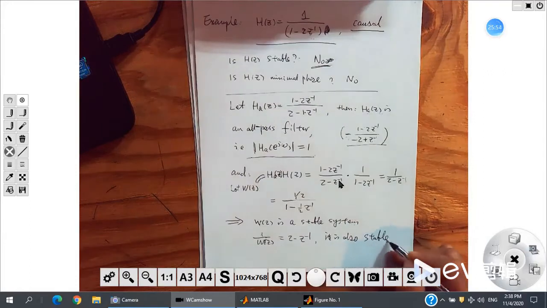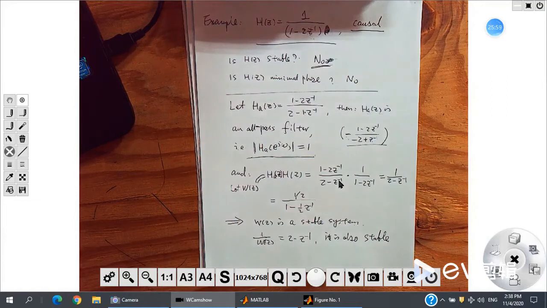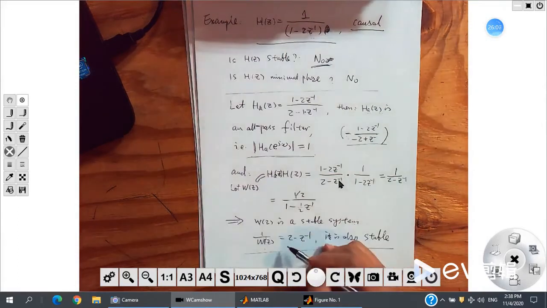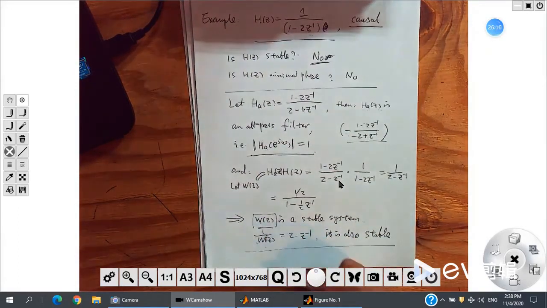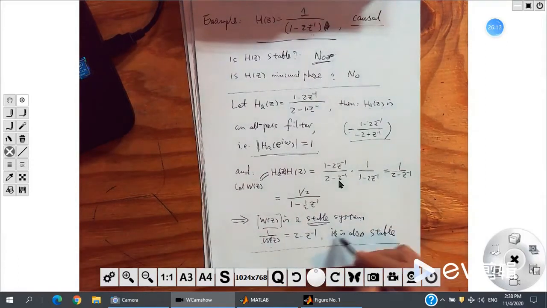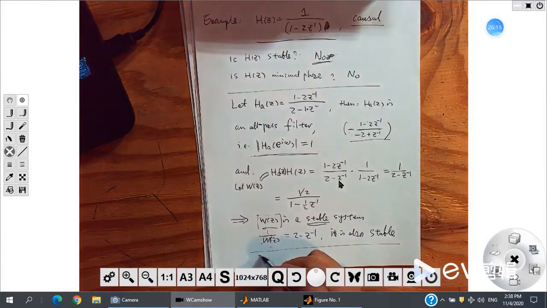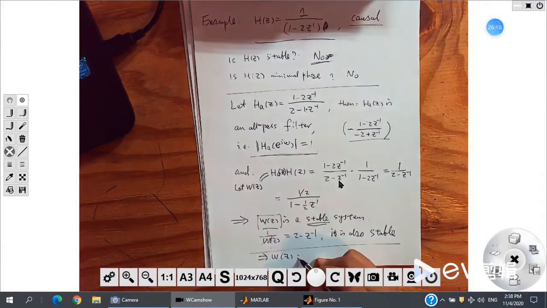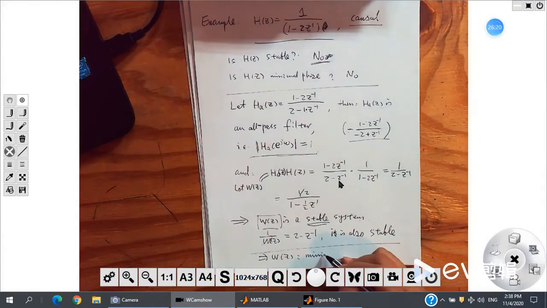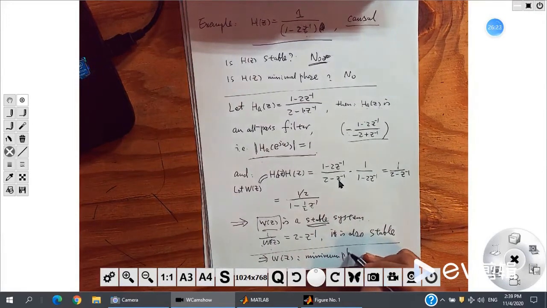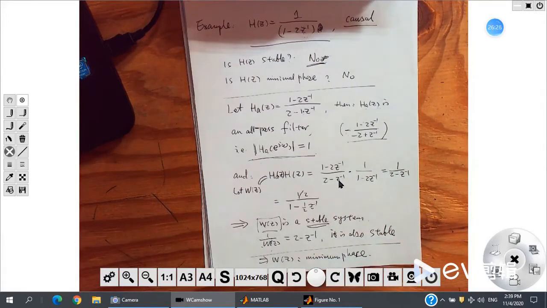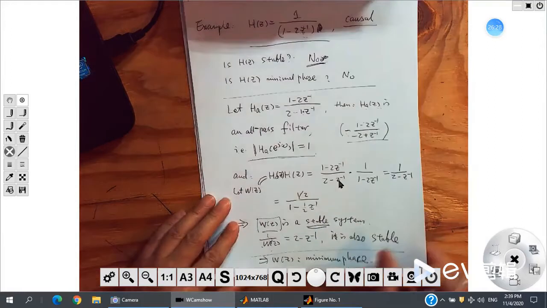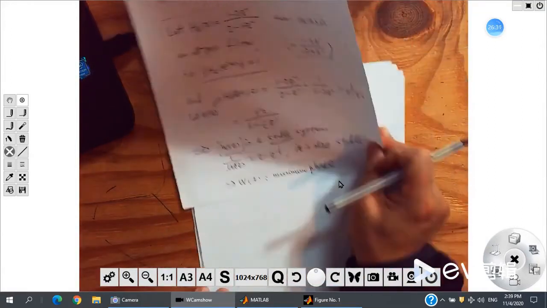Right, no pole. Unstable means the pole would be larger than the unit circle. Now it's smaller. There is no pole, so of course. Okay, so now we have W of z. It is stable actually, and it's also a minimal phase system. And we have another feature at the same time.